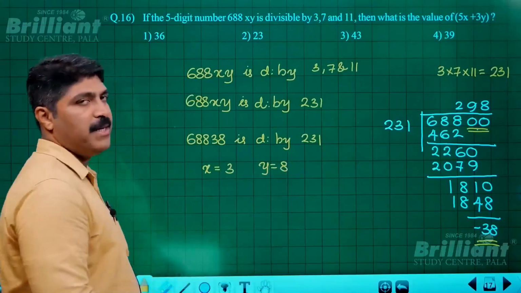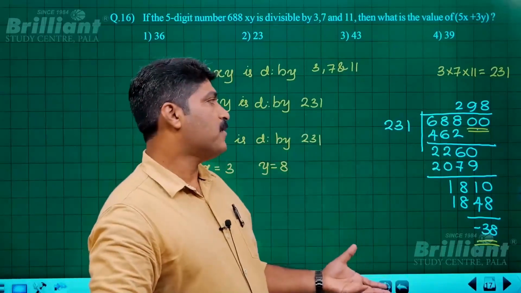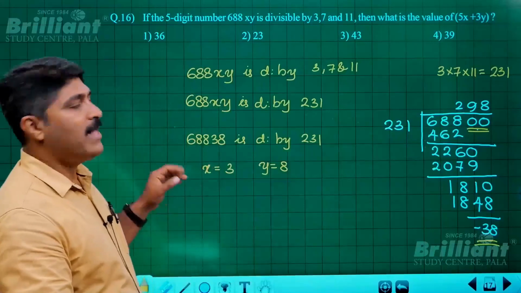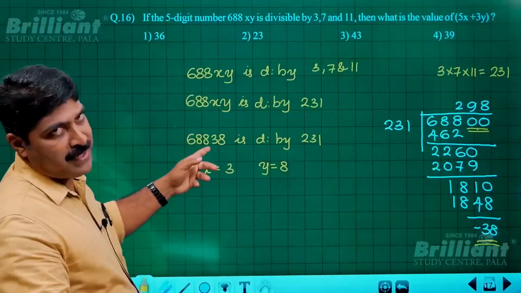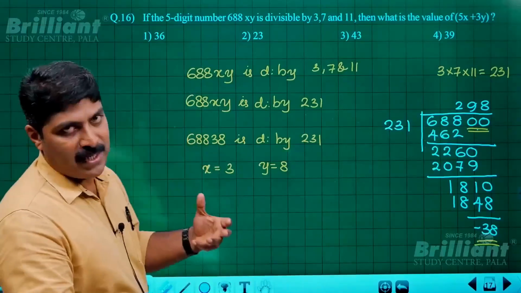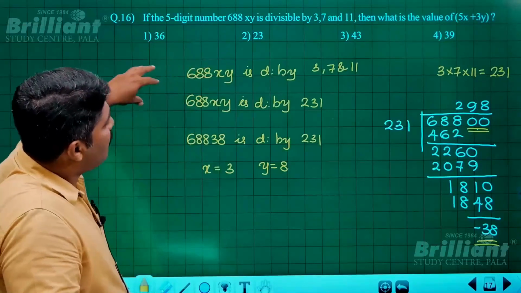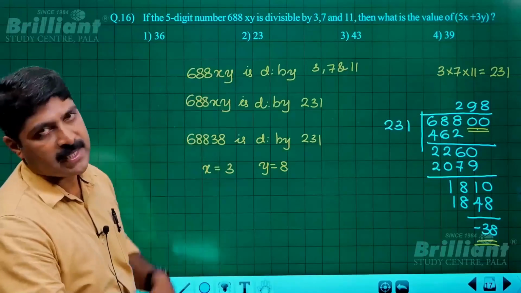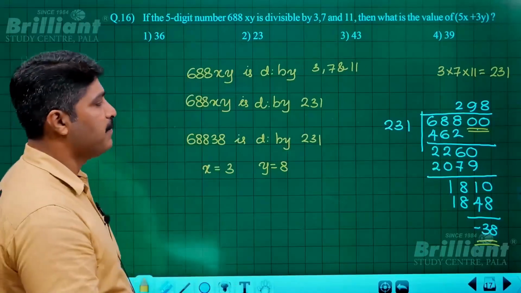That's only one possibility. If you need to consider the immediately next multiple of 231, we have to add 231 to this number. At that time, there may be some changes in the 8. So that's a 3-digit addition. So we have to consider that the rest of these digits are constant, or fixed. Only the variation can be possible with x and y. So we have the values of x and y like this, 3 and 8.